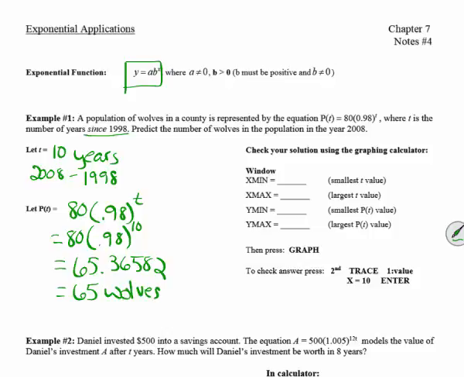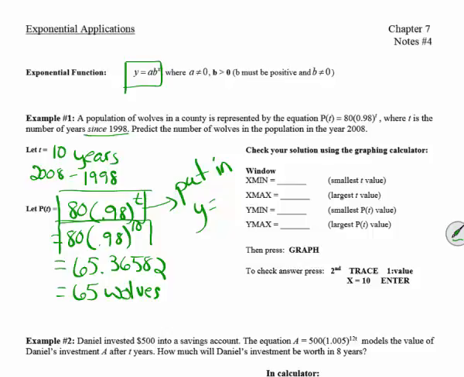Okay, now what we're going to do is we're going to put it into our calculator. So I want you to put in your equation, just like it says here, into y equals, making sure that the 0.98 is in parentheses, so you're going to enter it just like we did there. And then you're going to have to graph it.